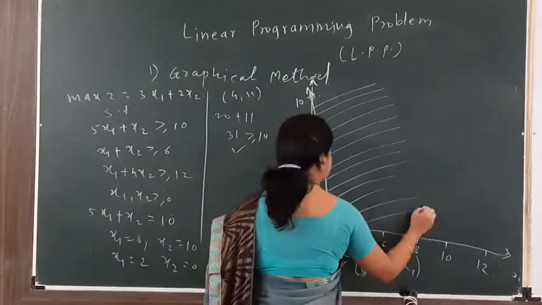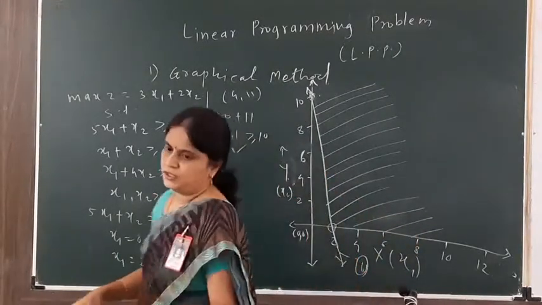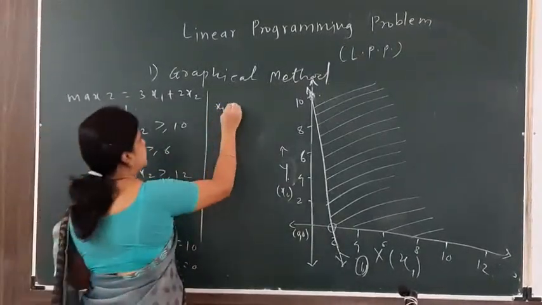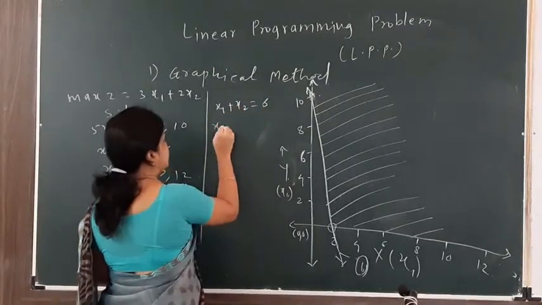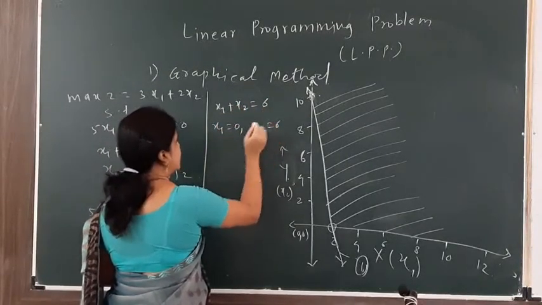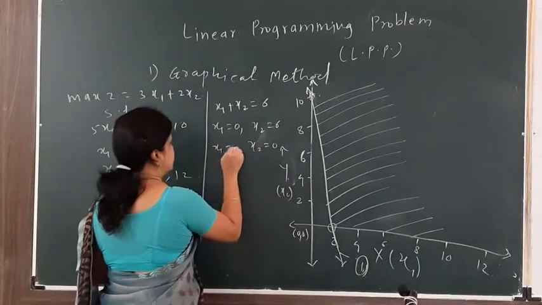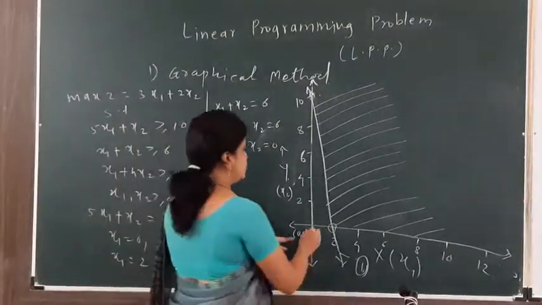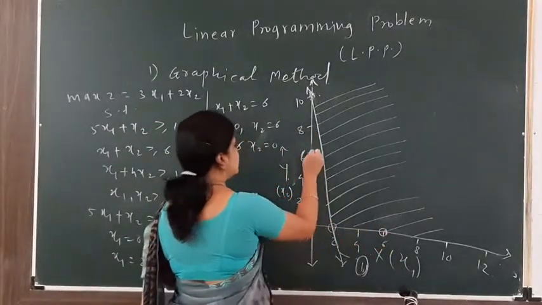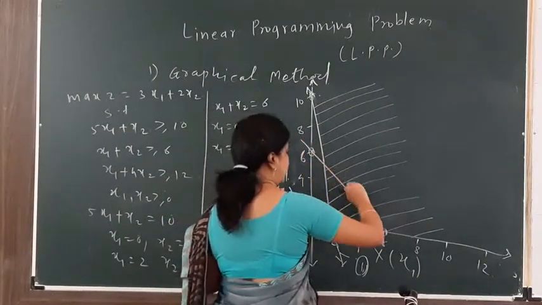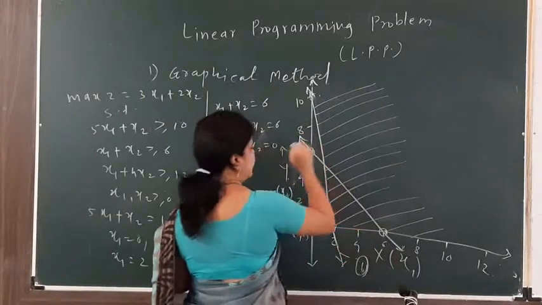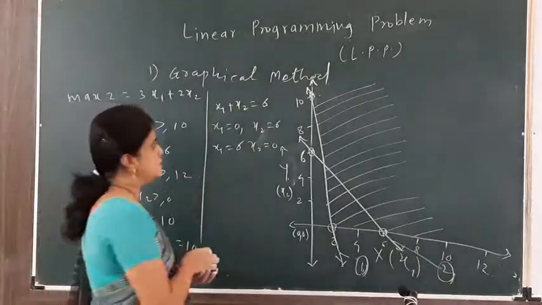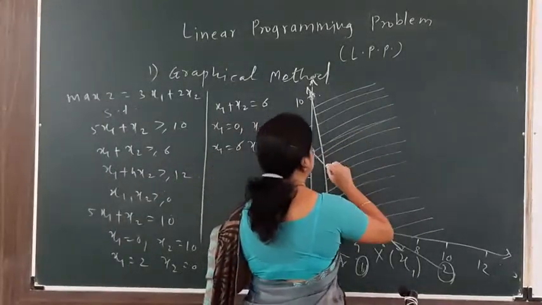So this is the region for the first line. Now for the second line, I can solve in a similar manner. That is x1 plus x2 is equal to 6. So suppose I put x1 as 0, x2 is equal to 6. And suppose I put x2 as 0, x1 is equal to 6. So the points are 0, 6 and 6, 0. So this is my second line. And for this line, again, since the area is greater than or equal to 6, it is again this region only.